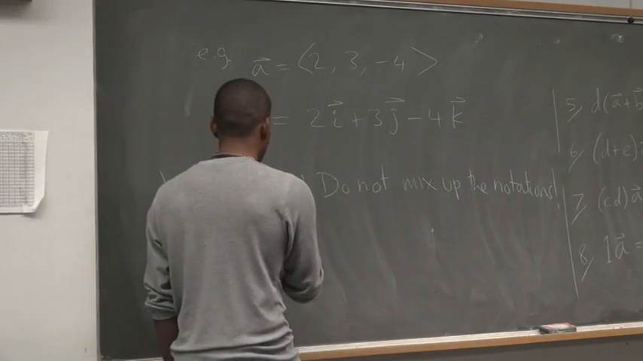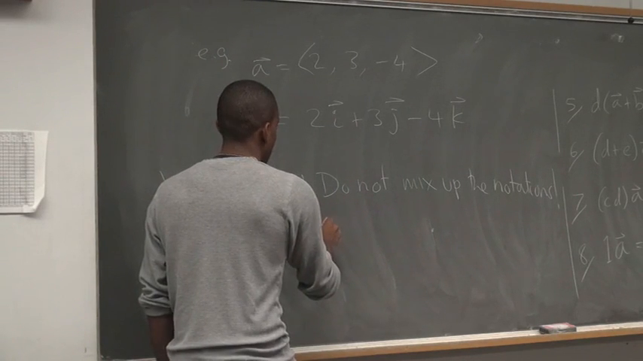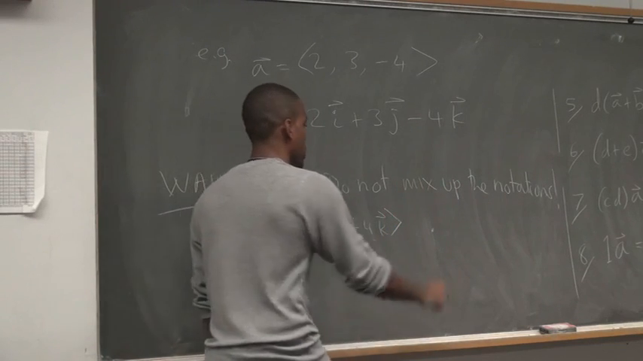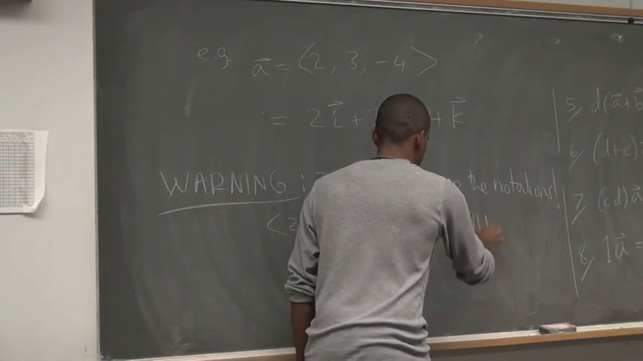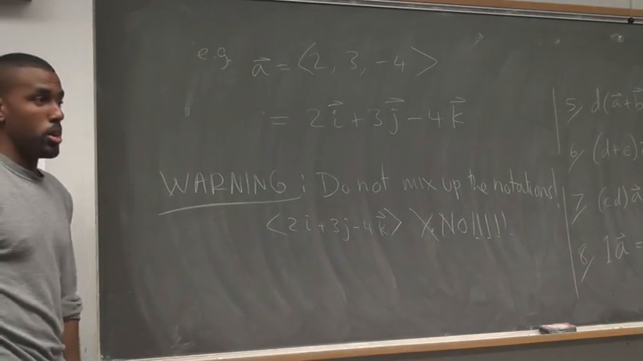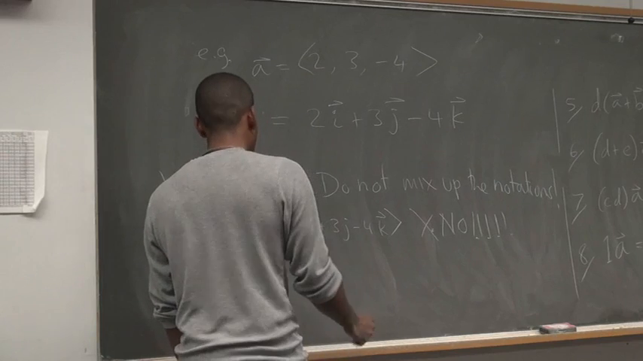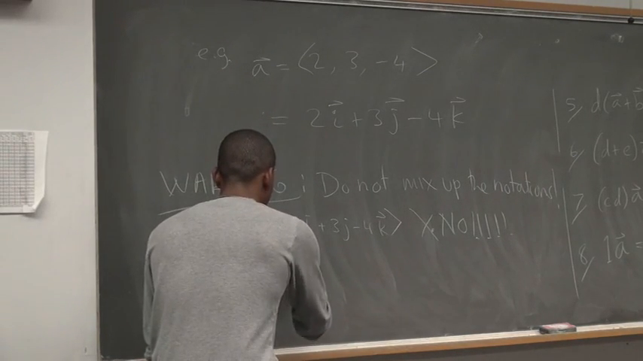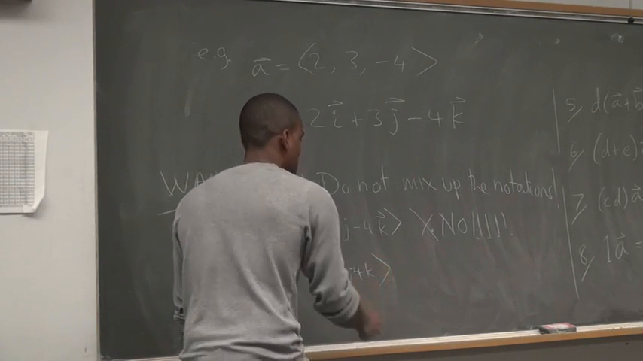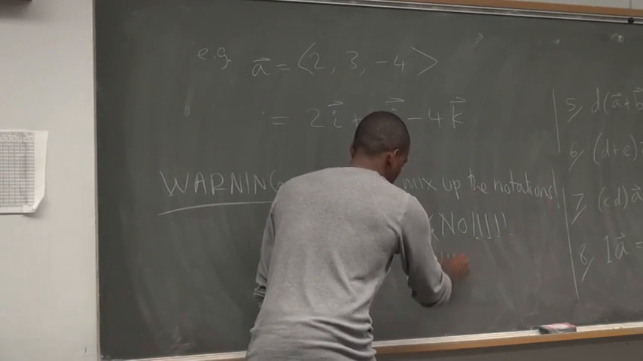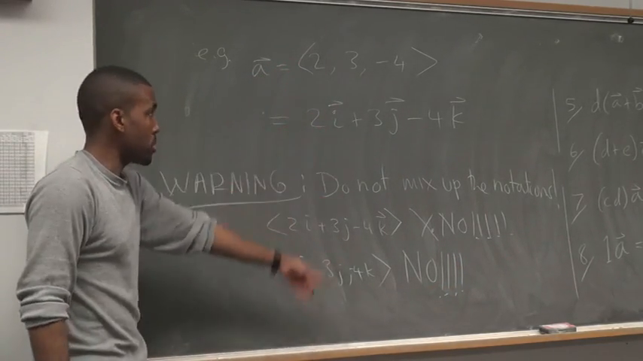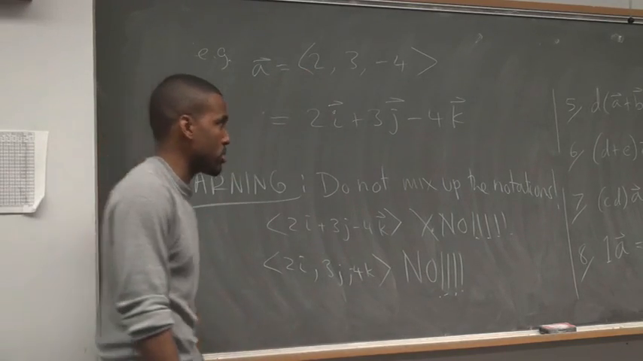So if I see anyone writing something like 2i plus 3j minus 4k and then putting the brackets there, no. I'll mark it wrong and say I don't understand what you're talking about. Or if you write 2i and then 3j and then minus 4k, no. Use one or the other. Either you write it like this or you write it like that. Personally, I like writing it like this, but you don't have to write it that way.